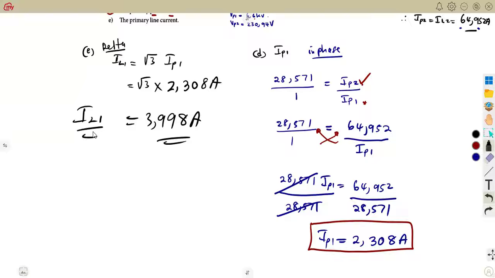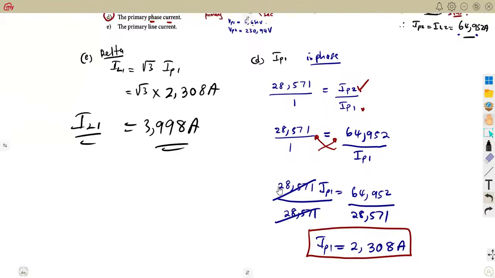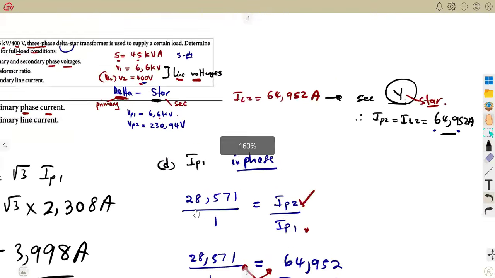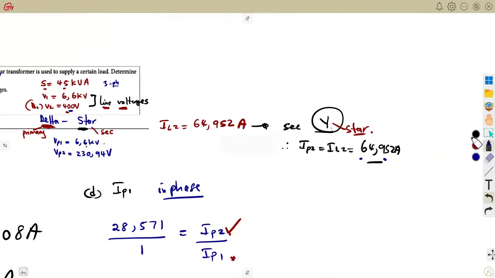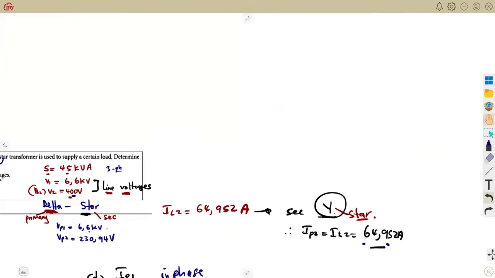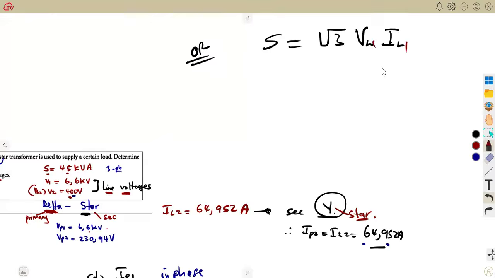So we have got the primary line current. Let's think about another way we could have obtained it. Remember, from three phase, S is equal to the square root of 3 VL IL. Considering the primary side, these are line values, so we need this line current. The line current is simply S over the square root of 3 VL.